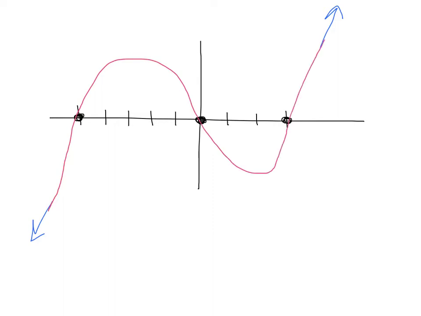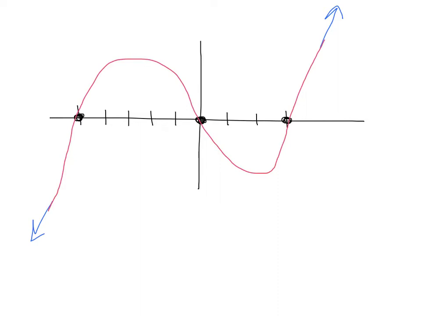Okay, so there are my 3 zeros, and then the end behavior: as x goes to negative infinity, the end is going towards negative infinity, and as x goes to positive infinity, f of x goes to positive infinity. And now I just start on the left-hand side, and I have to go through all of my zeros, and I have to connect back up with my end behavior.